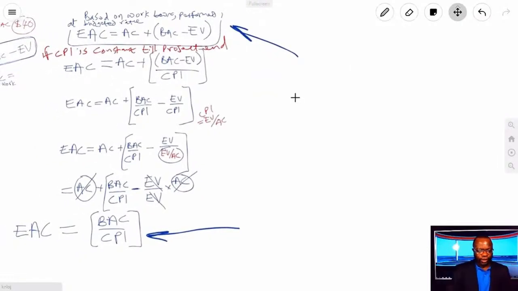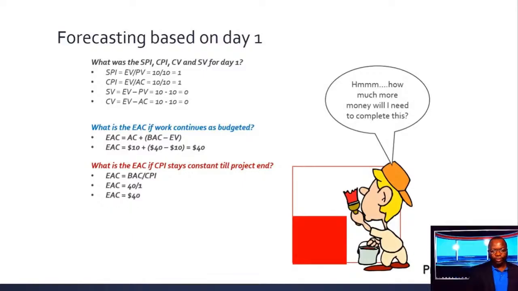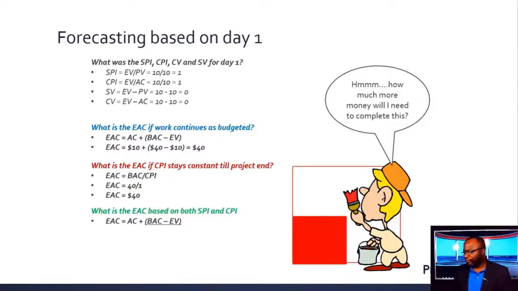So, if we go back to our PowerPoint here, we apply the formula again. We're going to come out with this, $40. And the final formula that often throws people off is this one. What is the EAC based on both the CPI and the SPI? So let me show you that.